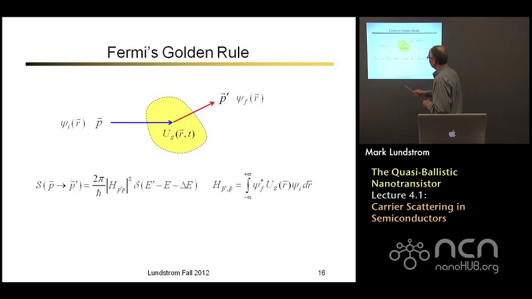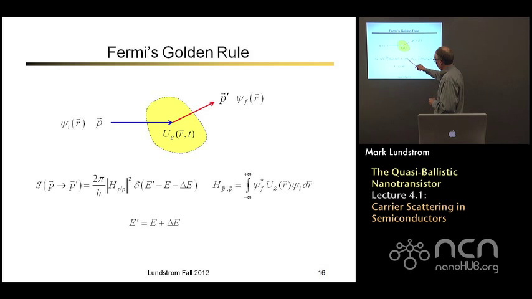But the transition rate from P to P prime is 2 pi over h bar, magnitude squared of a matrix element, times a delta function which expresses energy conservation. The matrix element, notice that the order here is switched. The initial state is second, the final state is first. We simply take the scattering potential that we've identified, sandwich it between the wave function of the initial state and the wave function of the final state, perform that integral, take the squared magnitude, and we've got the transition rate for that particular scattering process.